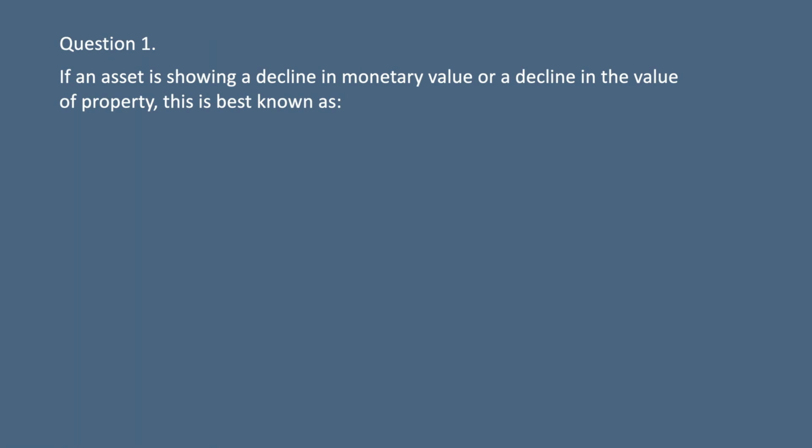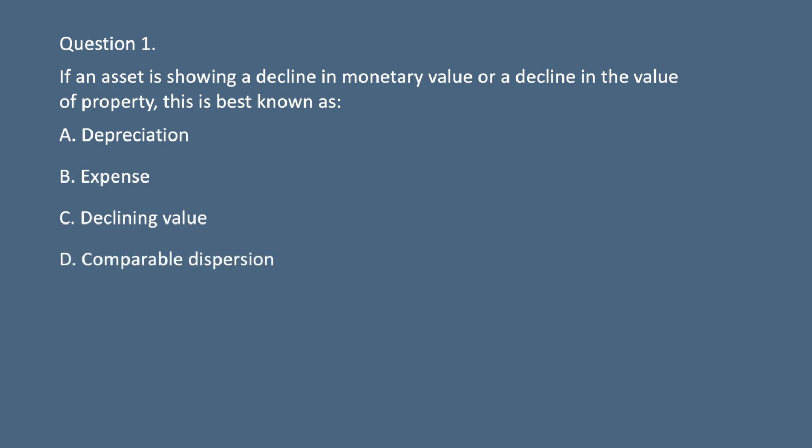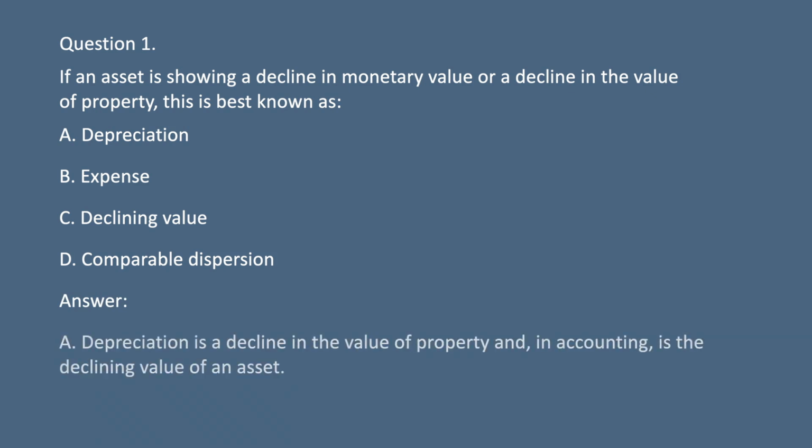Question 1. If an asset is showing a decline in monetary value or a decline in the value of property, this is best known as A. Depreciation. B. Expense. C. Declining value. D. Comparable dispersion. Answer: A. Depreciation is a decline in the value of property and, in accounting, is the declining value of an asset.